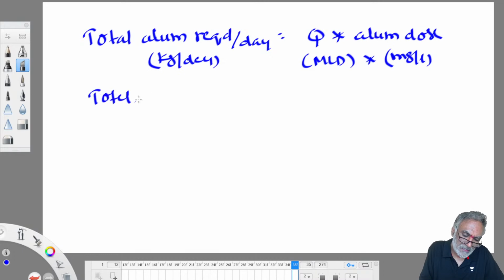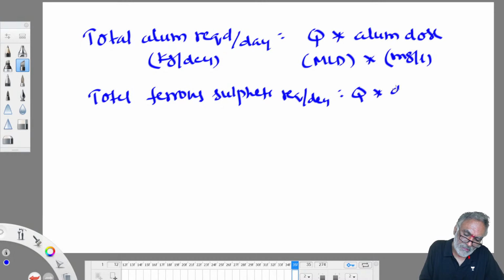Similarly, total ferrous sulfate required per day. Same, instead of alum dose, use ferrous sulfate. Ferrous sulfate required per day is equal to Q into dose of ferrous sulfate.